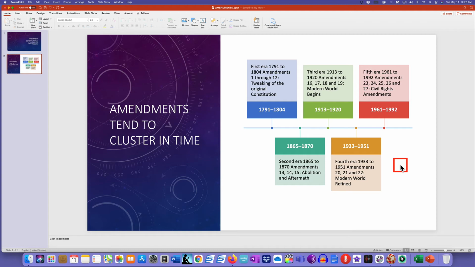And finally, we have the fifth, and so far, the last era of constitutional amendments, and that's the Civil Rights Amendments. So that's from 1961 to 1992. In 1961, we get our 23rd Amendment, and it finally enfranchises the voters of Washington, D.C. So I include it as part of the civil rights because it enfranchises the previously disenfranchised, and the majority of Washington, D.C. are African Americans too.